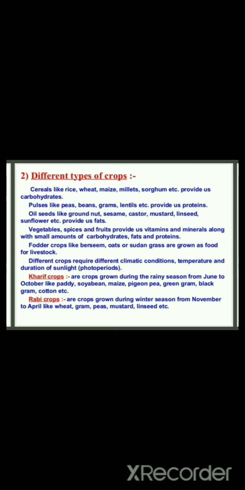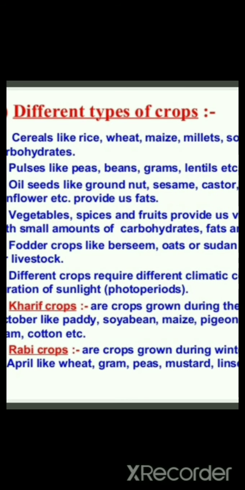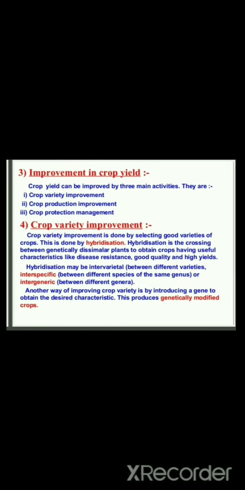And students, kindly keep this in your mind. This is the most frequently asked question: what is the difference between Kharif and Rabi crops? I have seen this being asked in the final examination. Definition of Kharif and Rabi crops, or the difference between the two. So kindly keep this in your mind.